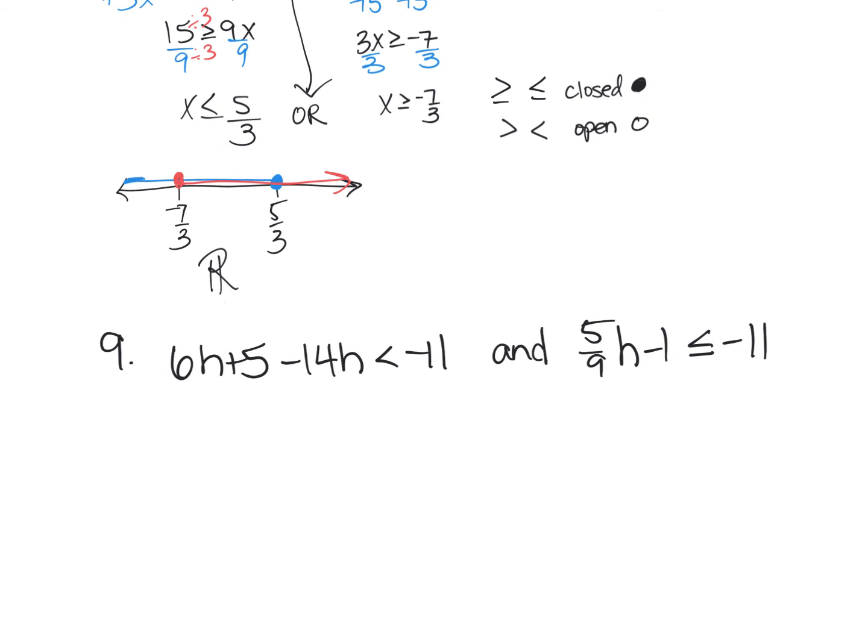All right, so we have 6h plus 5 minus 14h is less than negative 11, and 5/9 h minus 1 is less than or equal to negative 11. So on the first equation, I'm going to combine like terms. So I get negative 8h plus 5 is less than negative 11. We're going to subtract 5. I get negative 8h is less than negative 16.